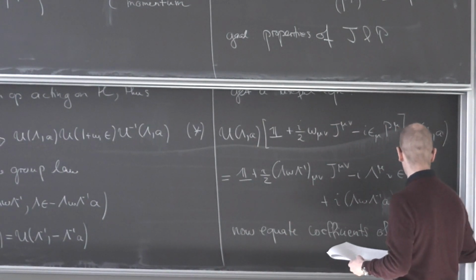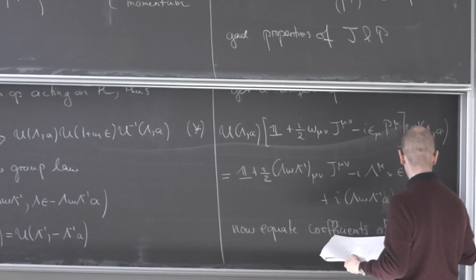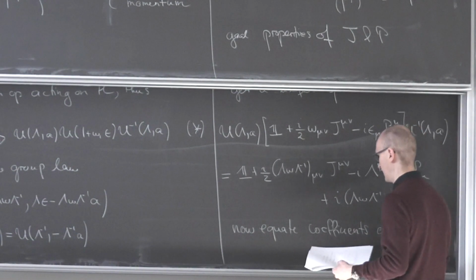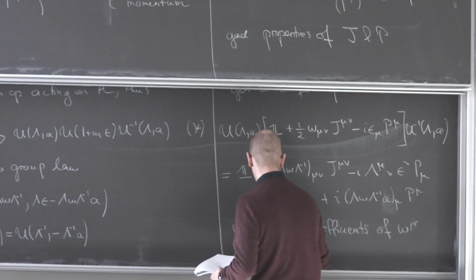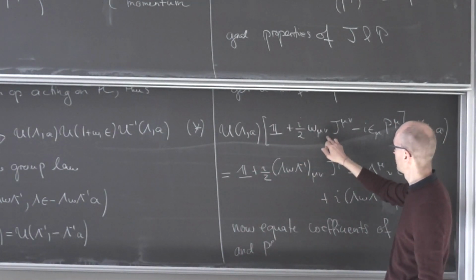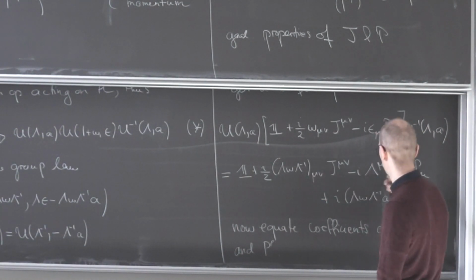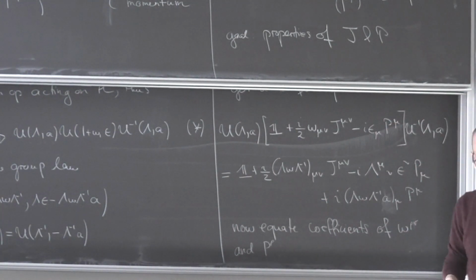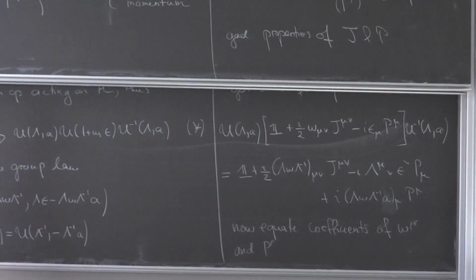Of omega, let's say with index rho sigma, and p with index, we can say, rho. Right? So we look at omega rho sigma J rho sigma, and we pick out the omega rho sigma J rho sigma term in this expression as well. Okay, so let's do it, but first I'm going to clean the boards.